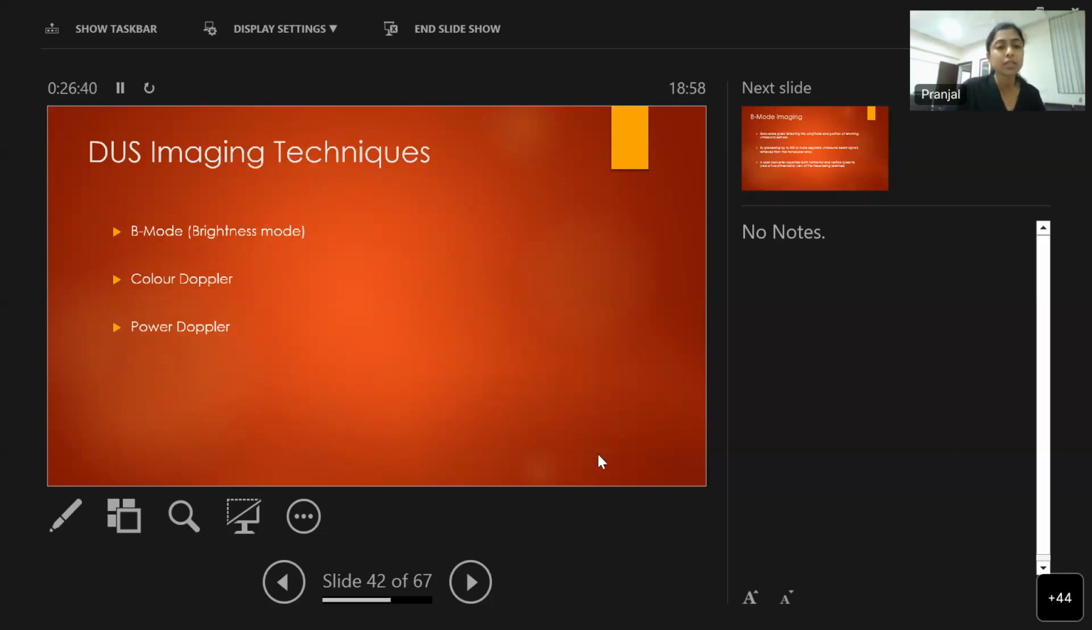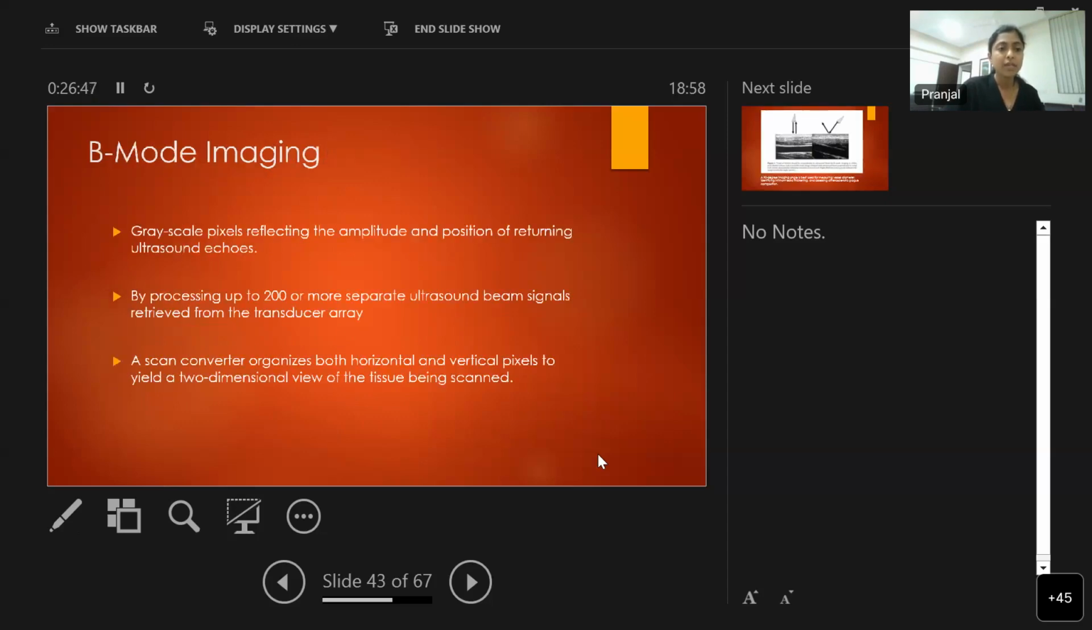Doppler duplex imaging techniques include B mode imaging, that is brightness mode imaging, color Doppler, and power Doppler. In B mode imaging, the grayscale pixels reflecting the amplitude and position of returning ultrasound echoes are seen by processing up to 200 or more separate ultrasound beam signals that are retrieved by the transducer array. The scan converter then organizes these horizontal and vertical pixels to yield a two-dimensional image of the tissue being scanned.